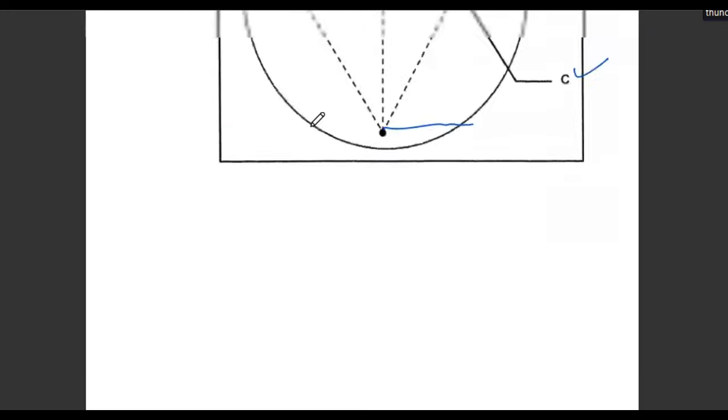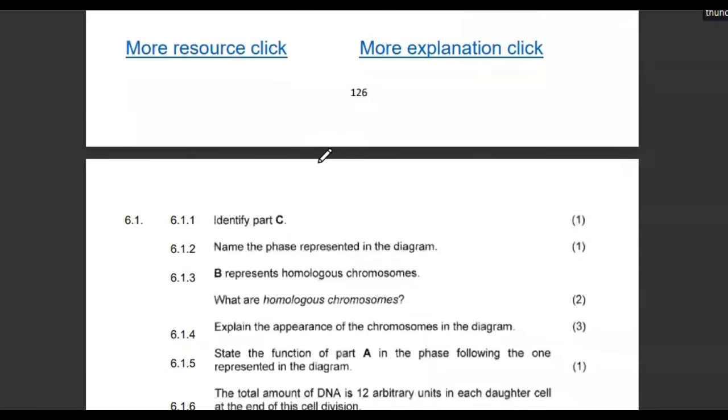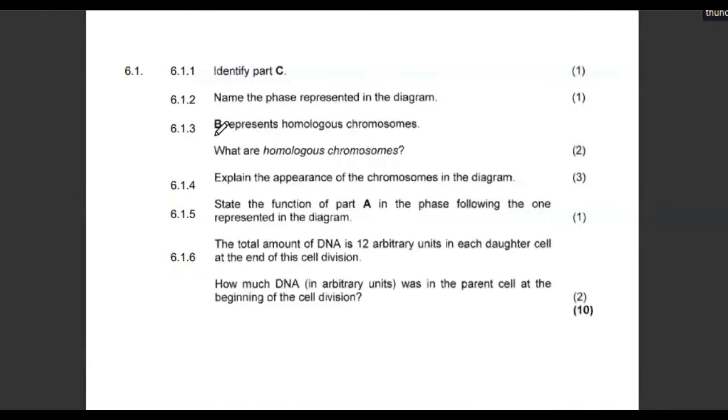Then they are saying name part C. We have seen it also. Centromere. Then B represent homologous chromosomes. What is homologous chromosome? Chromosomes which have the same structure and the same size, and then they carry genes. Genes of the same characteristics are always on the same locus. So we call them homologous chromosome. Then they are not genetically identical, but genes of the same characteristic are in the same locus.